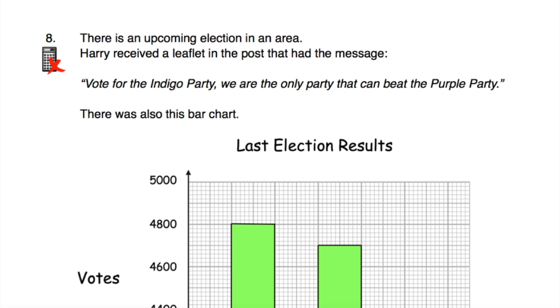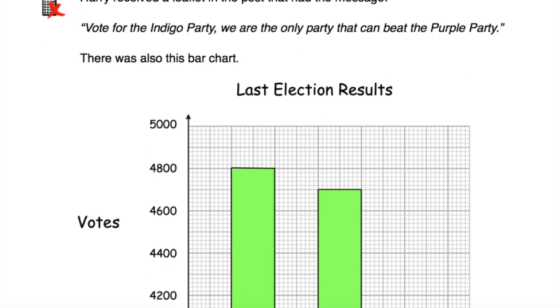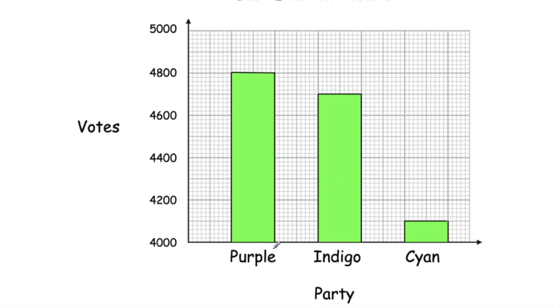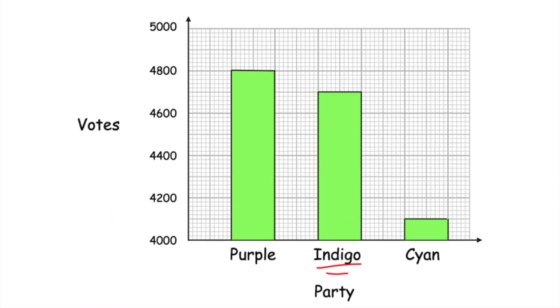And then there's this bar chart. So this bar chart's been put on the leaflet, and it says last election results, and there's 3 parties: the Purple Party, the Indigo Party, and the Cyan Party, and we've got the number of votes. And the Indigo Party have said they're the only party that can beat the Purple Party. They're saying the Cyan Party is so far away they're never going to beat the Purple Party, but we can, so vote for us if you don't like the Purple Party. So that's what it says, and we've been asked to explain why the leaflet is misleading.